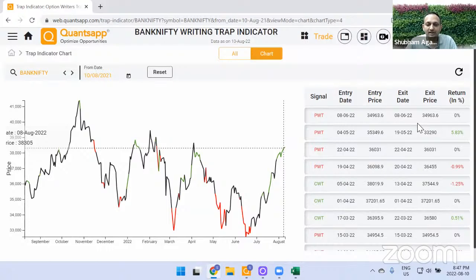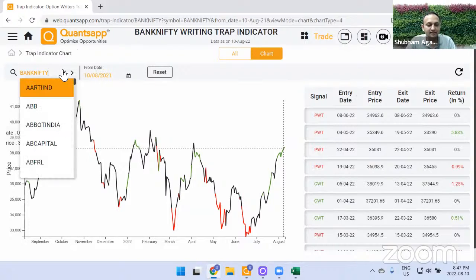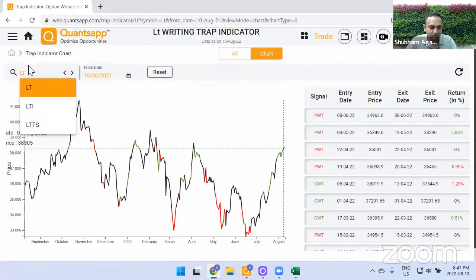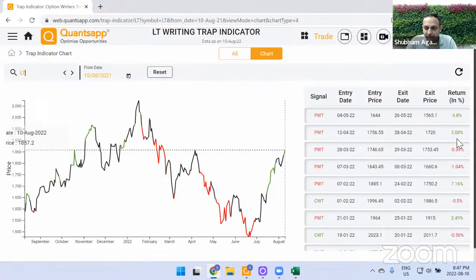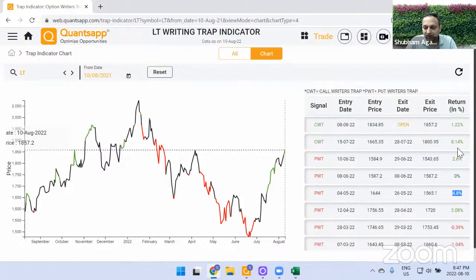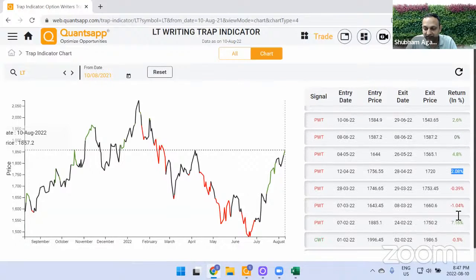And you can just try this out with trade recap, to see how the signals have happened in the past for your favorite stocks. Let's say I like trading maybe L&T, just for instance. If I go and look at L&T, fantastic returns, right? 5% in this, 8% in this trade, 2%, 5%, 2%, some very small losses, then a 7% return.